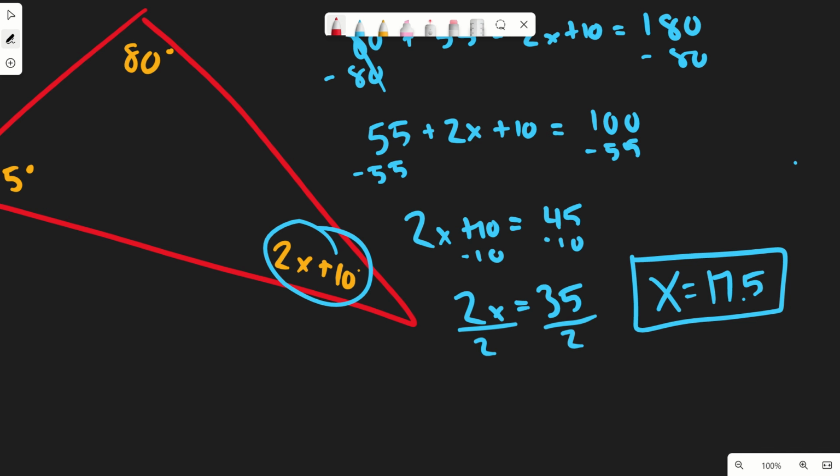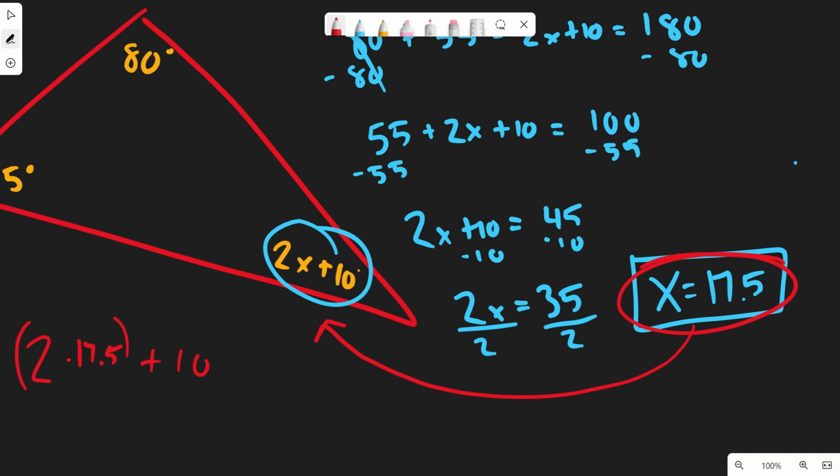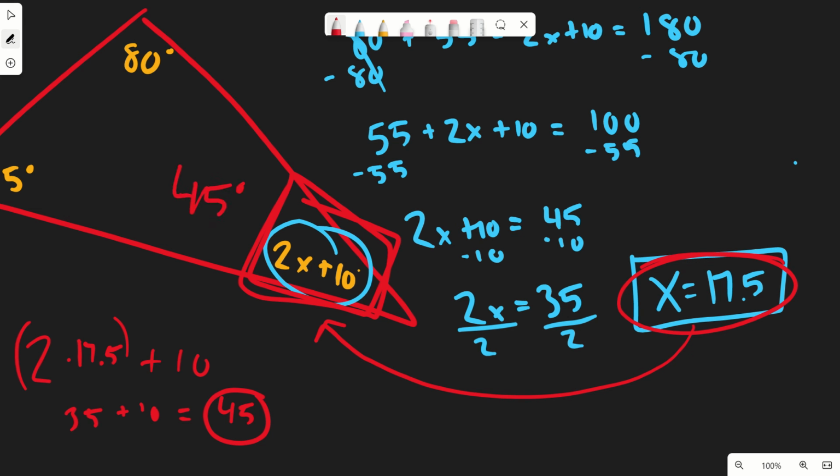Now, what we do with this is we plug it into this angle over here. 2 times x plus 10. We plug x equals 17 and a half into this. So really it's 2 times 17.5 plus 10. Solve this out. 2 times 17.5 is 35, plus 10 is 45 degrees. So we know that the measure of this angle here is 45 degrees. And there we go. We solved out that missing measure by plugging in our value.